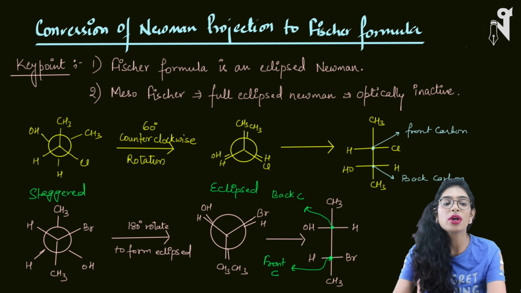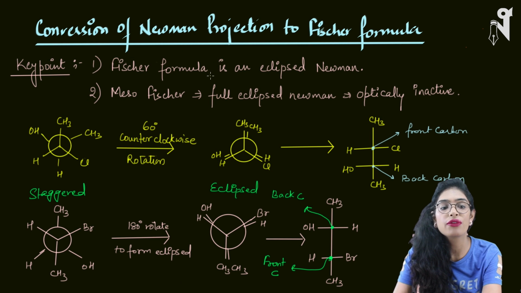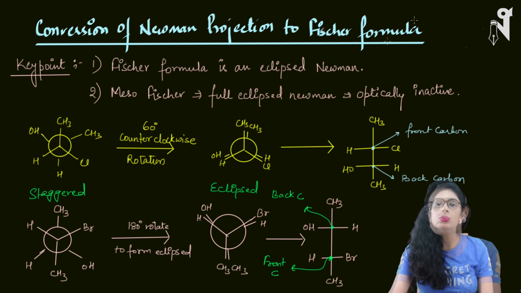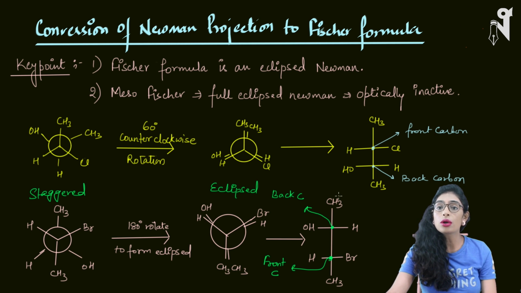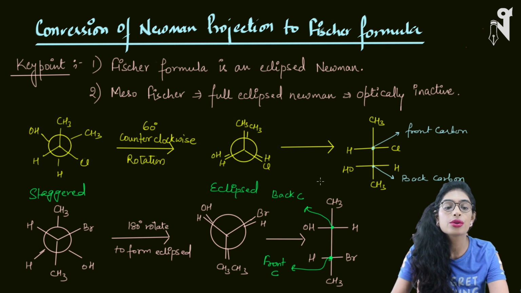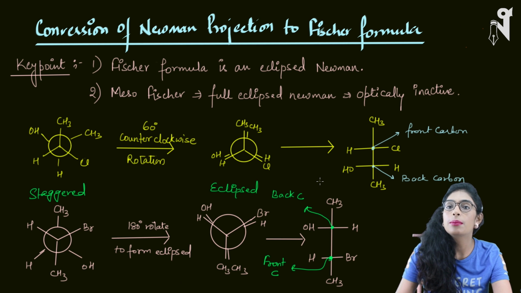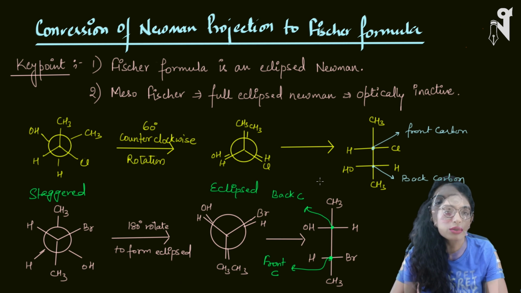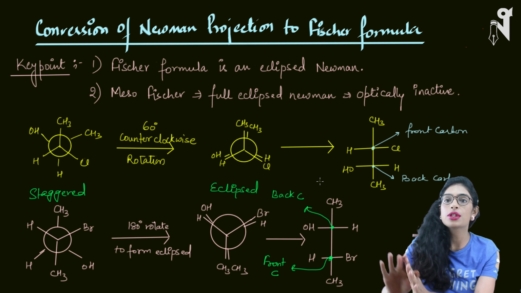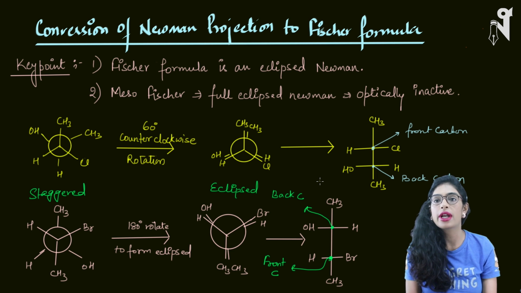Now the next part which we are going to understand is conversion of Newman projection to Fischer projection. This is a very important part, and you are not going to use it only in this chapter, but also in biomolecules and other chapters. Now we know how to represent a Fischer projection individually when we have got a wedge and dash structure.